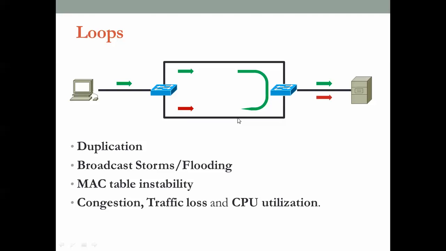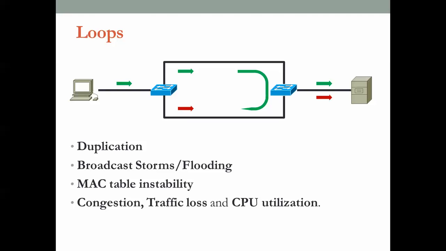The red packet comes to the second switch. The second switch broadcasts the red packet out onto all the interfaces, so a duplicate copy goes towards the server, whereas another copy comes back into the network again. Originally we had one packet coming into the network, which has now been duplicated, multiplied twice, and these two packets have now started looping around in the network.